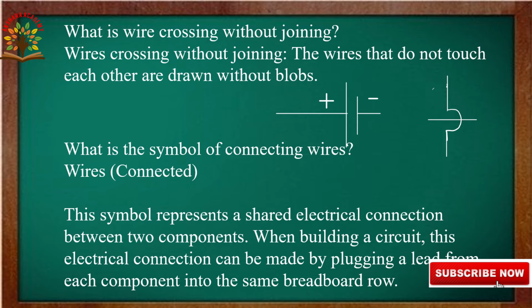What is a wire crossing without joining? Wires that do not touch each other are drawn without blobs. What is the symbol of connecting wires? This is the symbol of connecting wires, and it represents the shared electrical connection between the two components when building a circuit. This electrical connection can be made by plugging a lead from each component into the same breadboard row.